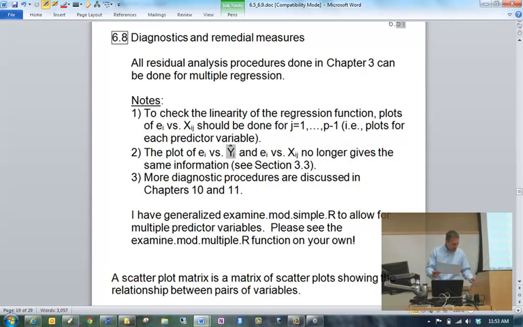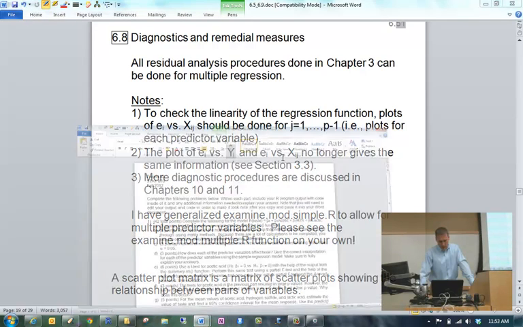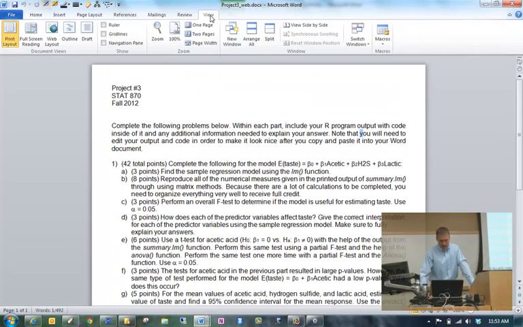Since I'm not 100% sure that I'm going to get through all the remaining set of notes here, why don't we take a quick jump to the project and discuss that. Sorry to be jumping around here.